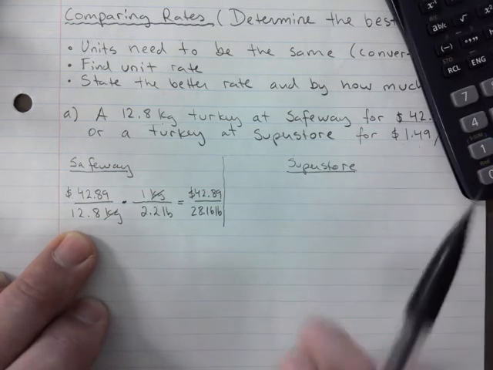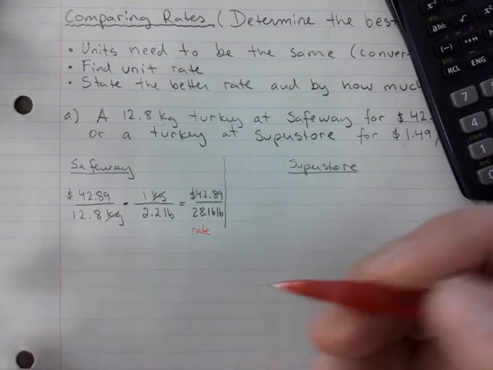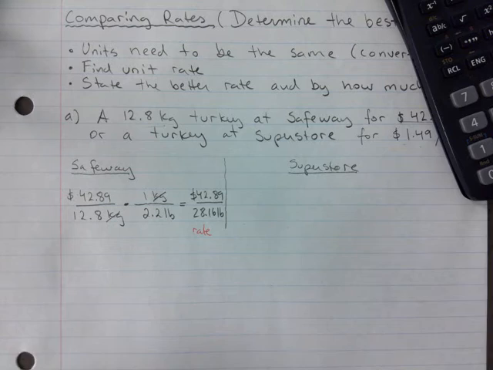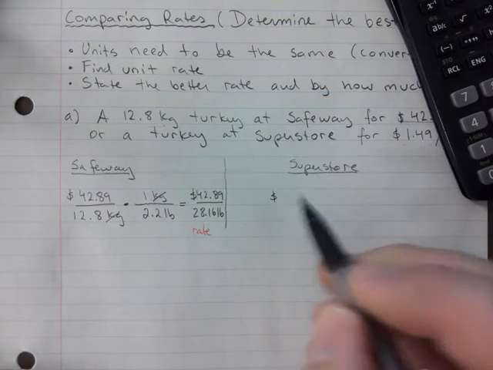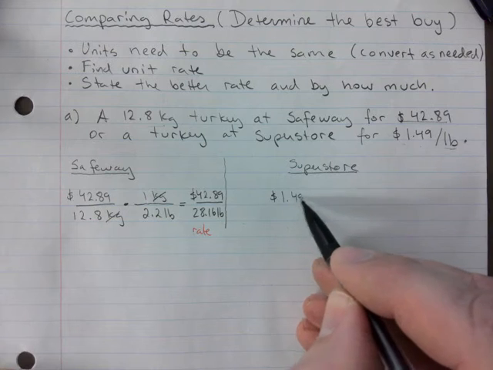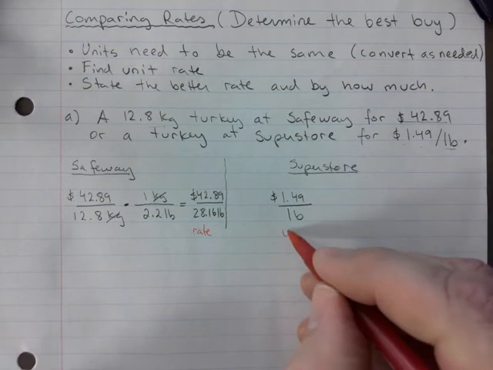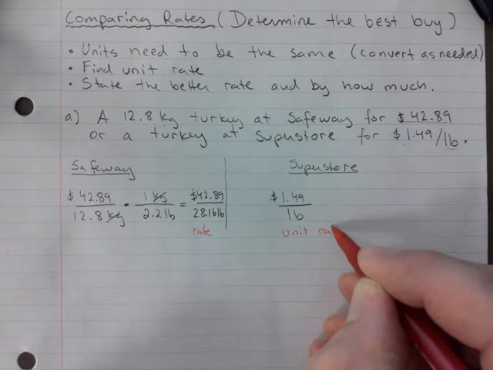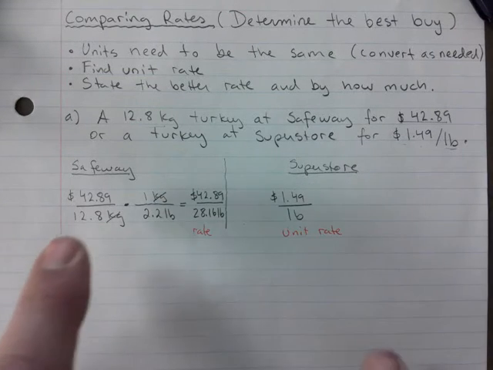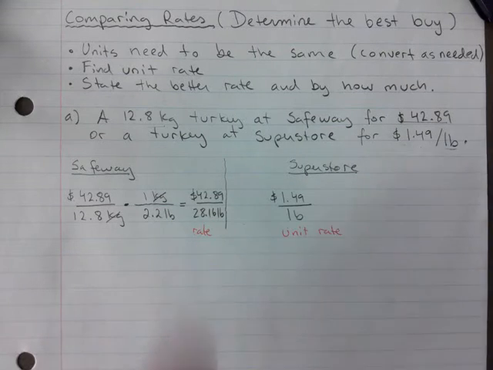So this is a rate, okay? We're close because Superstore, I should have given myself more room here, right? Superstore is $1.49 per pound. This is already a unit rate, right? So I'm getting closer because I brought Safeway to dollars per pound, but I need it to be out of 1 pound before I can ultimately answer the question.